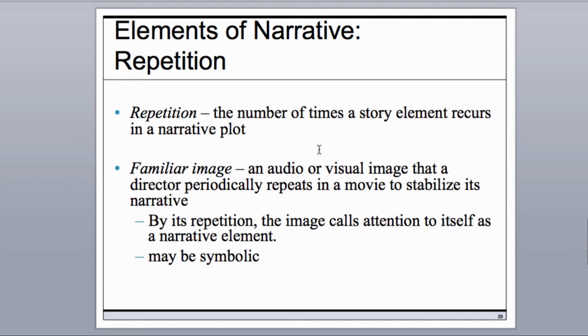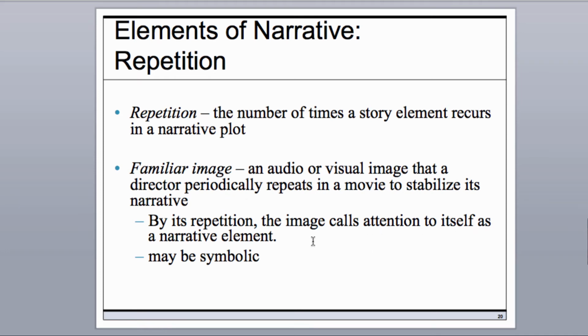Repetition. Repetition is used all the time. Watch for similar story elements that occur over and over again. It can be a word, it can be an image, it can be an action. So as you watch the story develop, look for those elements that are repeated in some way. Familiar image. You hear audio or a visual image that the director puts in repeatedly in the movie to help stabilize the narrative. It makes you feel like you're understanding what's going on. It can be done by repetition.